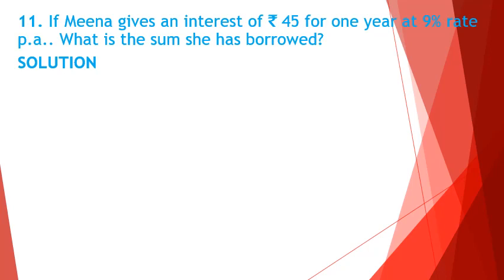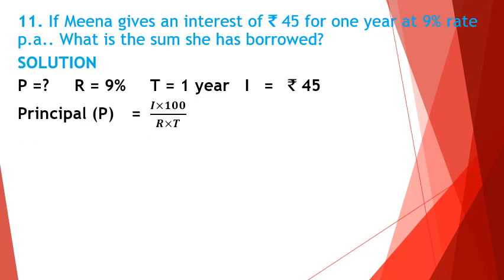Meena gives an interest of rupees 45. That means interest I equal to rupees 45. For 1 year means time T equal to 1 year. At 9 percentage rate per annum means rate of interest R equal to 9 percentage per annum. Now it is easy to calculate the sum. Sum means principal. We can use the formula P equal to I into 100 upon R into T. P we have to find out. R equal to 9 percentage, T equal to 1 year, I equal to rupees 45.